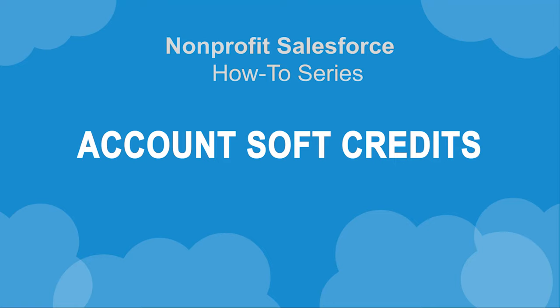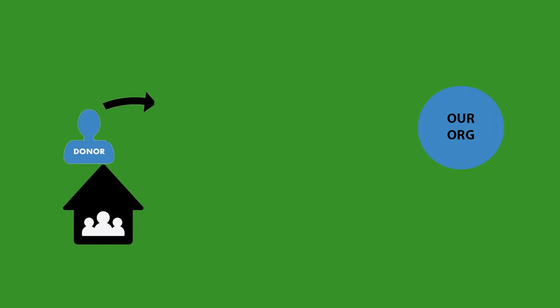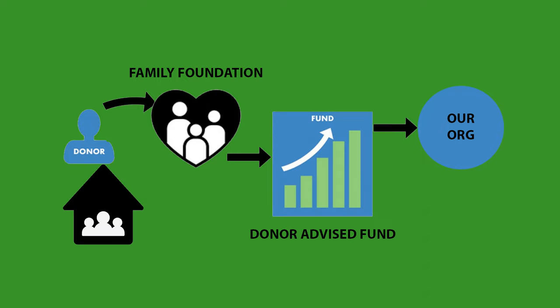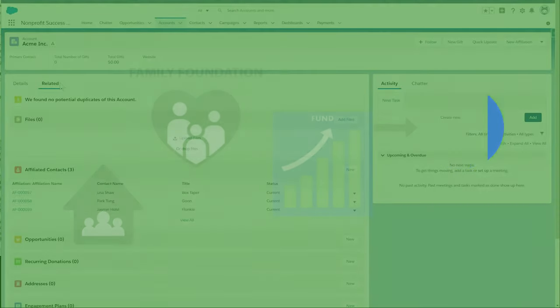Let's take a look at how we can manage account soft credits in the nonprofit success pack. Account soft credits help recognize that more than one company is involved in securing a gift, like a corporate matching service, donor-advised funds managed by a bank, or any other situation where money from one company passes through a second company before reaching our nonprofit.